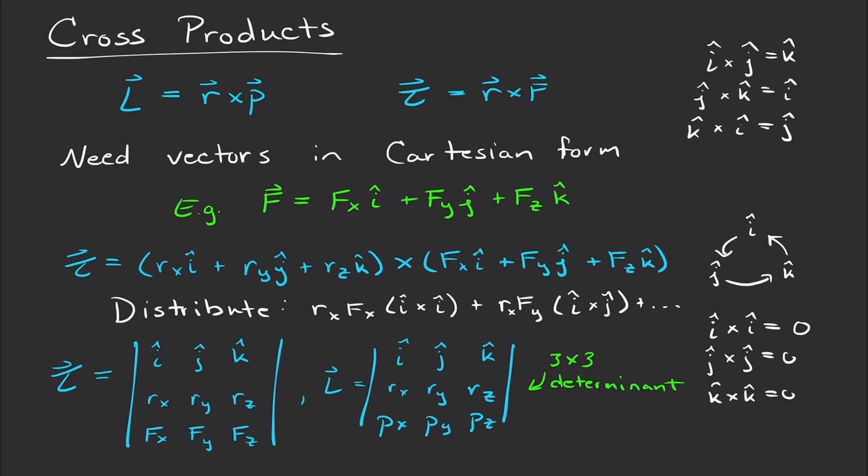I have a video completely on the cross product and how it's defined and how to evaluate not only this 3x3 determinant, but also if you wanted to do it by distributing, as well as some example problems. So if you're not familiar with cross products, you may want to start there first, but know that these angular quantities are actually defined in terms of a cross product, and you will probably see this in class if you take physics with calculus.